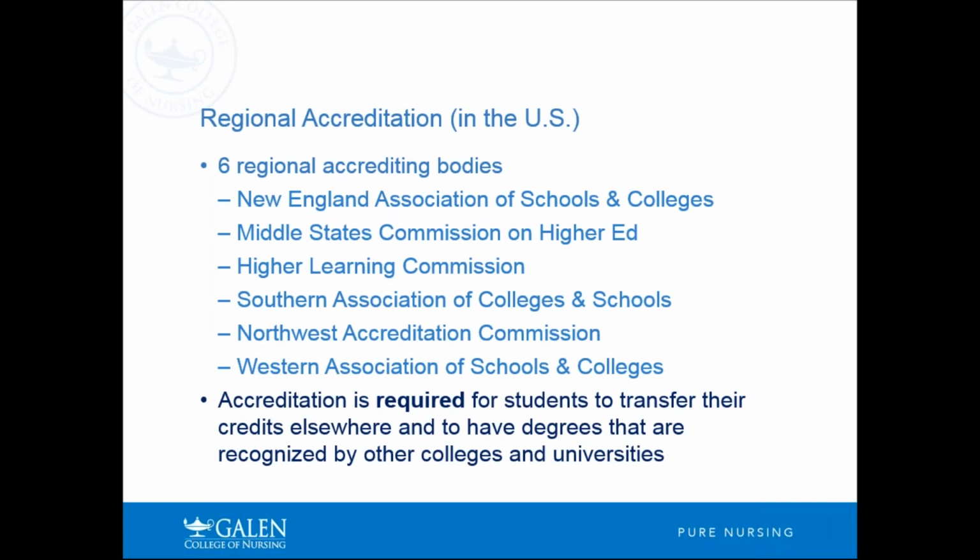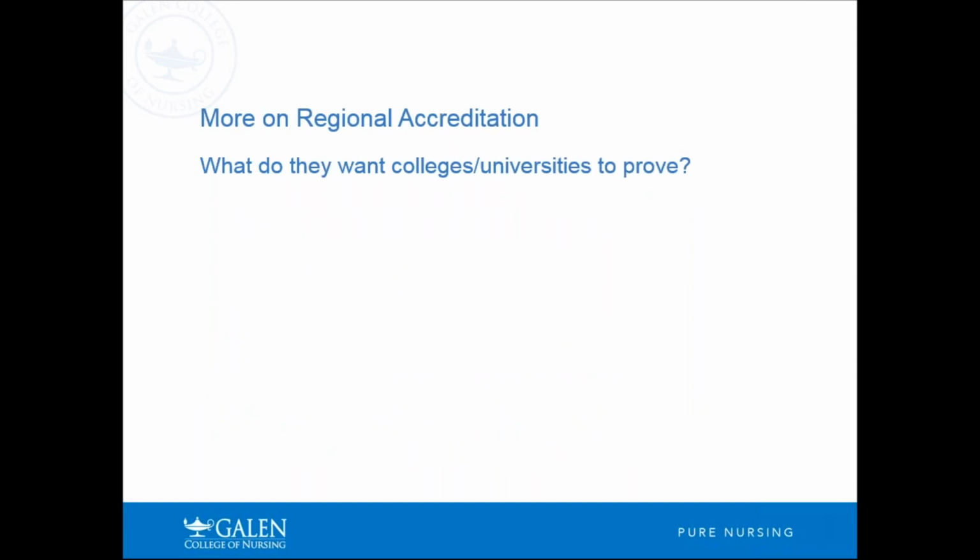So a quick overview of regional accreditation. I have it here for the US. I don't know how many of our audience are international, but certainly eXplorance is headquartered in another country, and this works a little bit differently. But there are 6 regional accrediting bodies. And the gist is that you have to be regionally accredited in order for your students to be able to transfer their credits to other schools, and also to have degrees that are recognized by other colleges or universities.